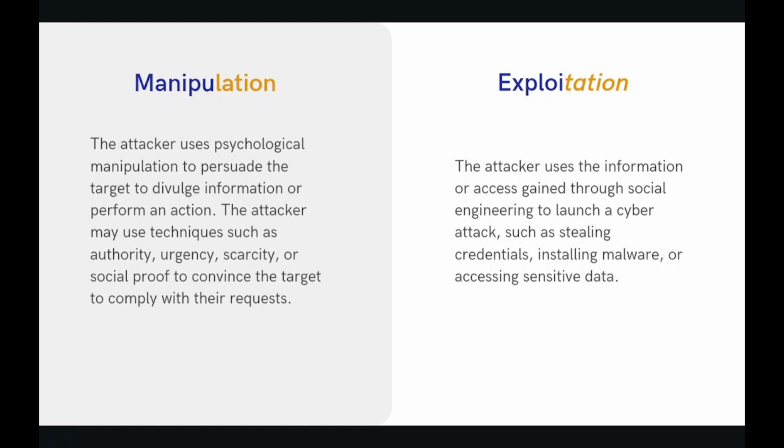Social proof. The attacker may use social proof to make the target believe that other people are already complying with their request. For example, the attacker may claim that many people have already donated to a charity and the target should do so as well to be a part of the group. By using these and other psychological manipulation techniques, the attacker can persuade the target to divulge information or perform an action that will benefit the attacker.